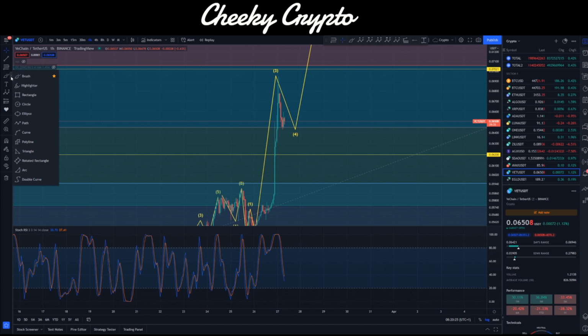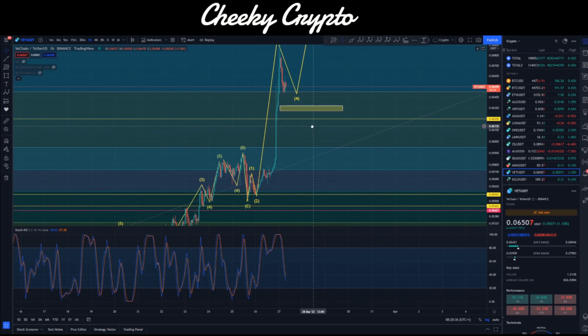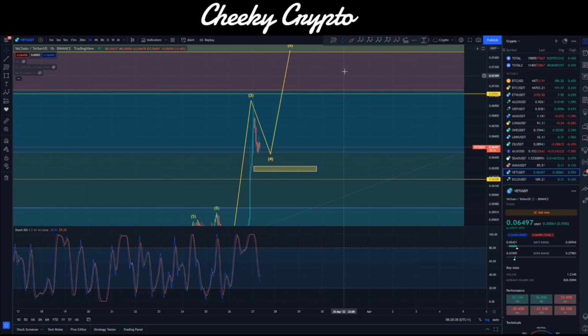I'll actually just mark that up with a rectangle, just so we know what I'm talking about, which will be approximately about here, and I'll just move that across. Right, it's going to be that area, I think. So with that structure, it means we have a 5th wave still to come.